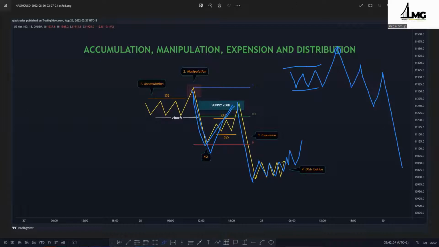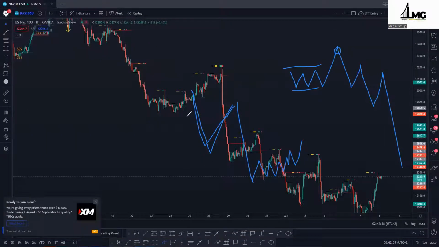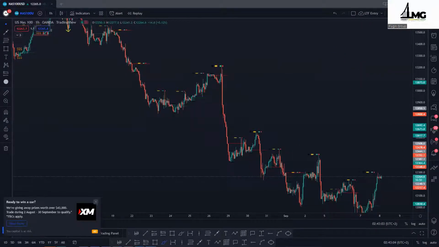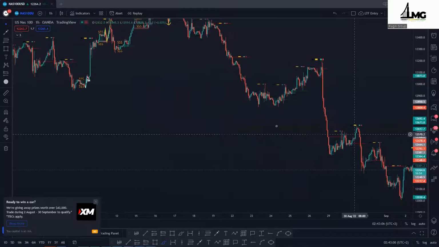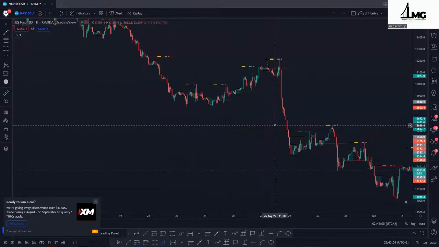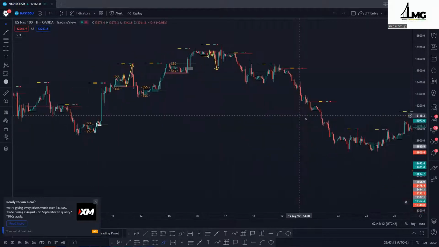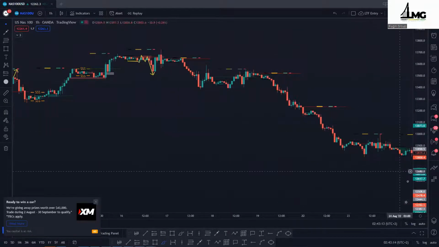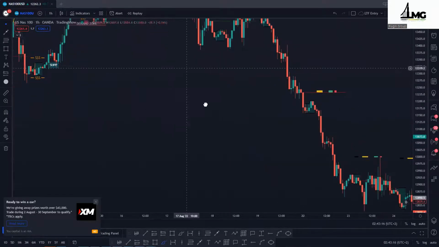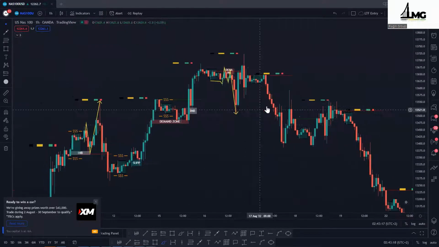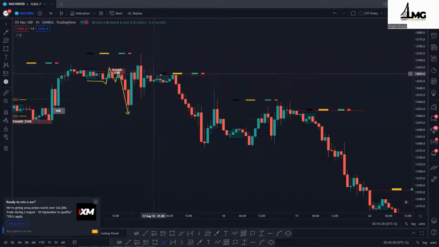So let me go into the charts right now and show you a couple of examples. Let me clear the drawings out and get back the mouse. Okay, perfect. Let me start off here. So what do we have here? Here we have price opening up at this point.